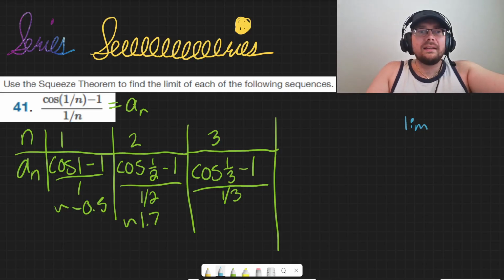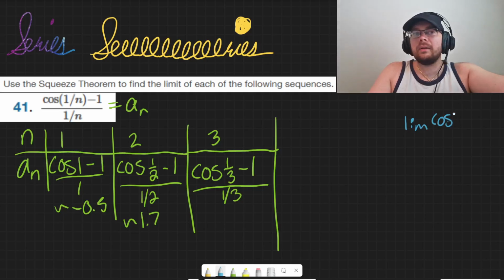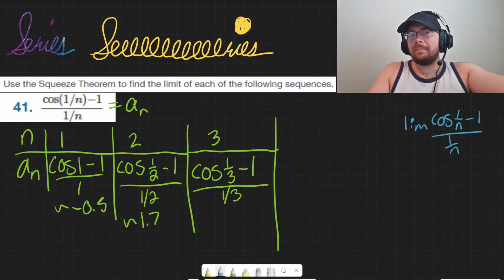The limit as all of that goes to infinity. So we could actually use L'Hopital's, I think, because it's something over something. Cosine of 1 over n, minus 1, all over 1 over n. There it goes, it's just being a little slow. So I believe we could use L'Hopital's.